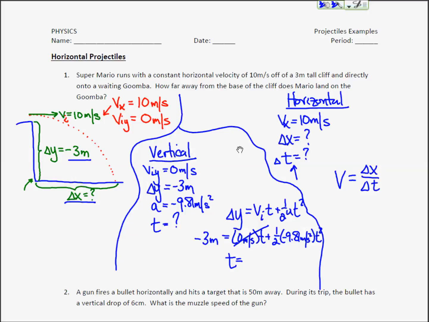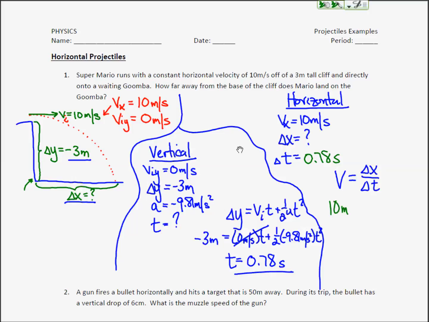And go ahead, you punch it into your calculators, I'll punch it into my calculators. We should end up with a time of 0.78 seconds. So that time right here is the amount of time that it takes Mario to fall 3 meters. Well, that's the exact same amount of time that it takes Mario to move left to right through his displacement. So I can use this 0.78 seconds to solve over here for my horizontal displacement.